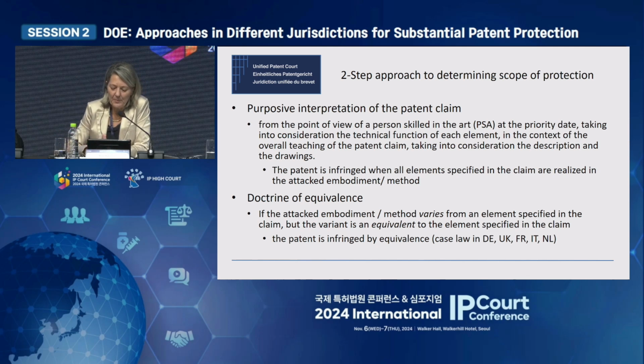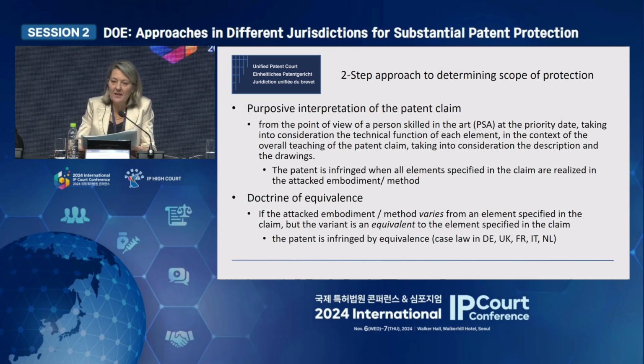Now there's a two-step approach to determining the scope of protection. The first step is that you interpret the claim on its wording, but purposively. So you look at, from the standpoint of the person skilled in the art at the priority date, what is the technical function of each element in the context of the overall teaching of the patent, taking into account the description and the drawings. And this exercise entails that you look at what is the essence of the patent, what is the core, what is the inventive concept. There are many ways of saying this. And then the patent is infringed literally when all elements are realized in the attacked embodiment.